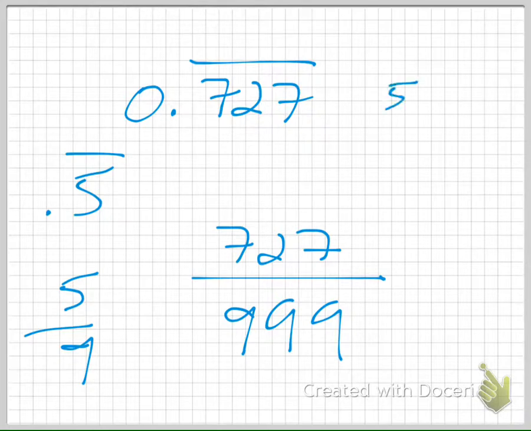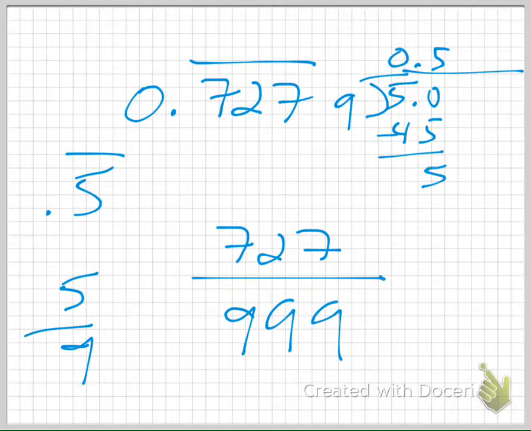Let's see if that's true. Let's go 5 divided by 9. 9 goes into 5 how many times? 0. And 9 goes into 50 how many times? 5. Do you see it now? It's going to keep going forever. So remember that. It's very simple.